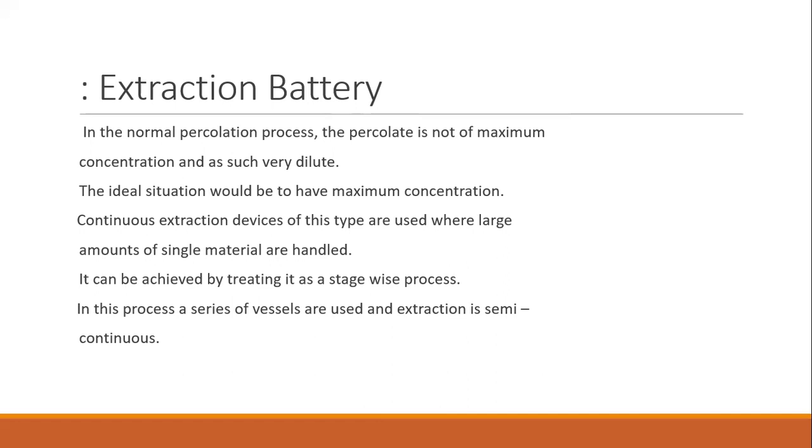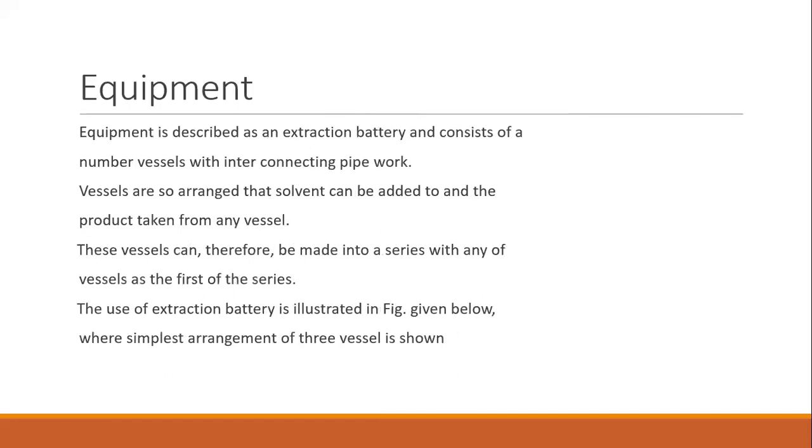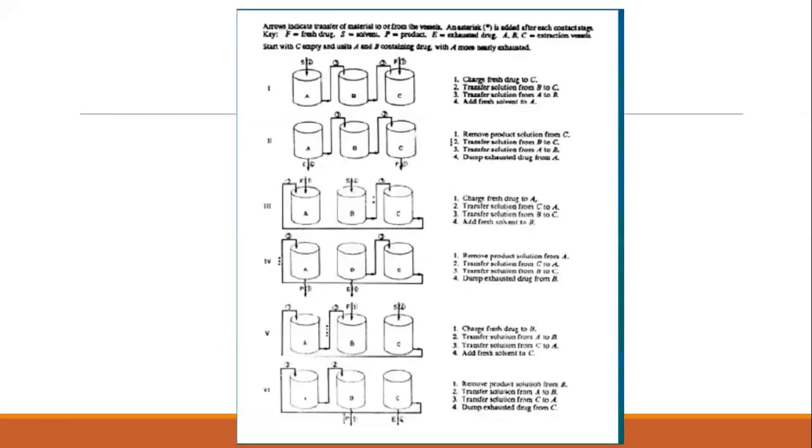In this process, a series of vessels are used and extraction is semi-continuous. The equipment is described as an extraction battery and consists of a number of vessels with interconnecting pipework. Vessels are so arranged that solvent can be added to and product taken from any vessel. These vessels can therefore be made into a series with any of the vessels as the first of the series. The use of the extraction battery is illustrated in the figure I'm going to show you. The simplest arrangement of 3 vessels is shown. This is how a battery looks like.